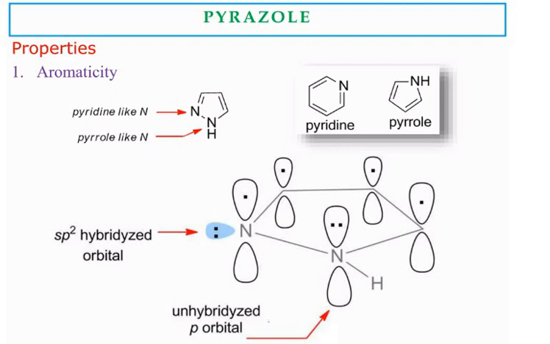Look at the structure of pyrazole. In the name, "ole" means it is a 5-member ring. There are two nitrogens in pyrazole: one nitrogen similar to pyridine and another nitrogen which contains hydrogen, similar to pyrrole. So a pyridine-like nitrogen and a pyrrole-like nitrogen. You can see this in the structure.